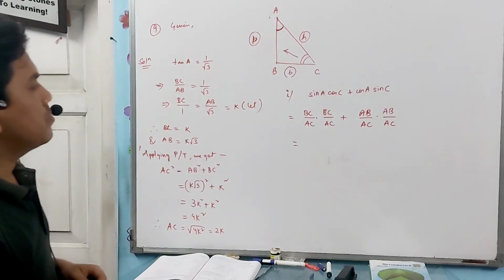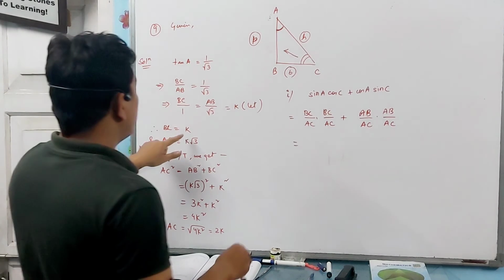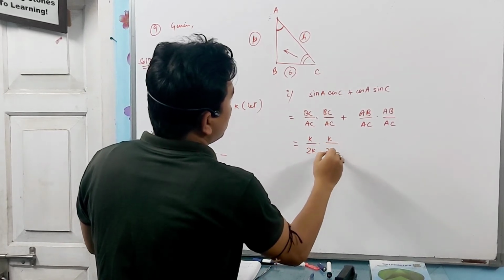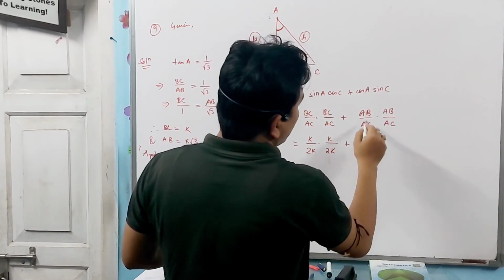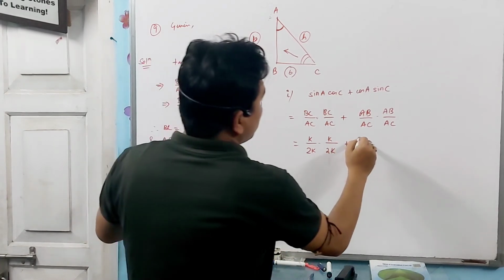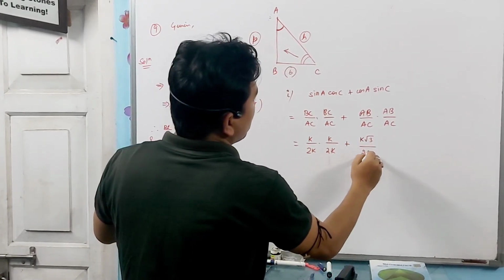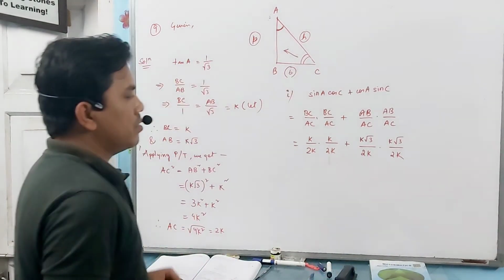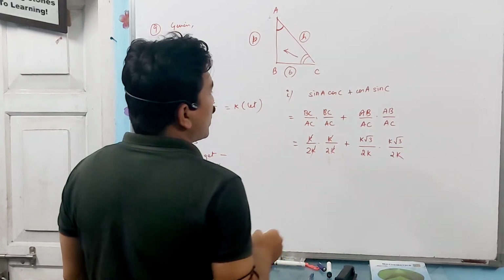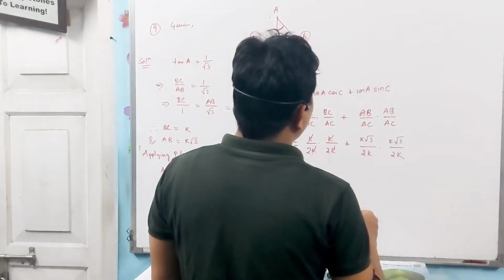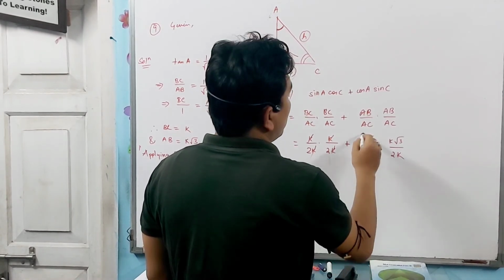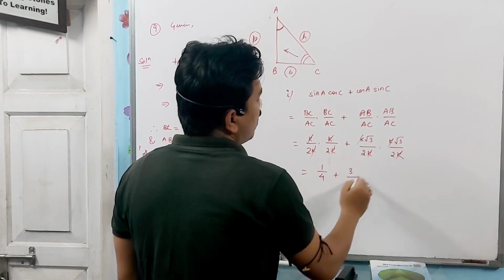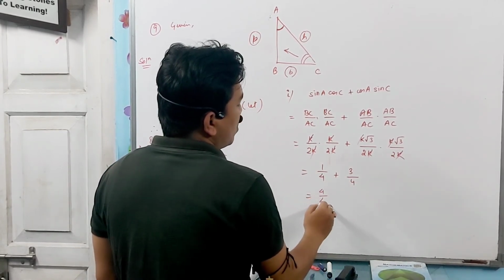Now we'll put the values of BC, AC and AB. BC is K, AC is 2K, again BC is K, AC is 2K. Plus here, AB is K root 3, AC is 2K, AB is K root 3, AC is 2K. Now this K will be cancelled, and here also K got cancelled. So this will be 1 by 4 plus root 3 into root 3 is 3, 2 into 2 is 4, so 1 by 4 plus 3 by 4 is 4 by 4, and finally we got 1.